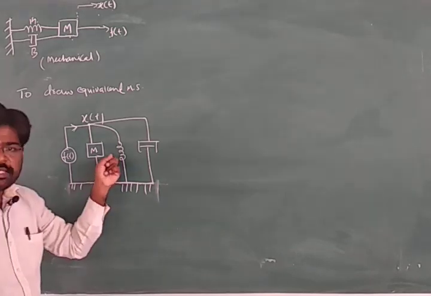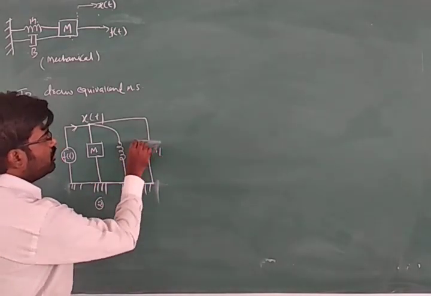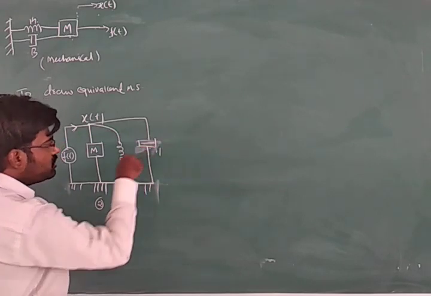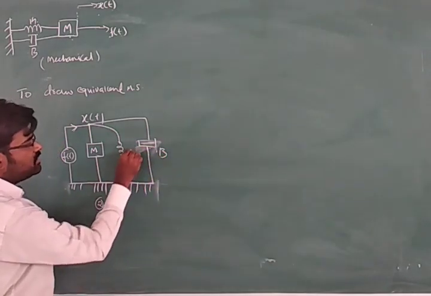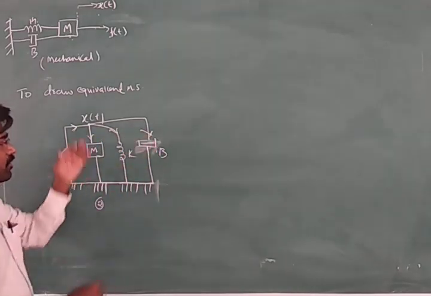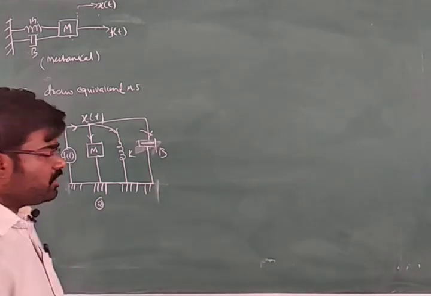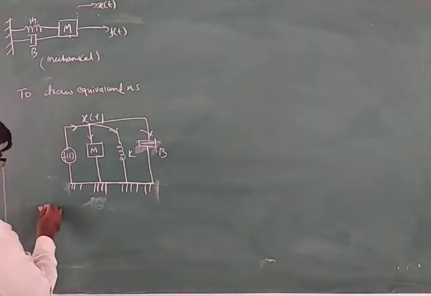So with reference to this equivalent mechanical system you have to write the, this I have written in opposite way. So this is b, this is b, this is k, this is m, and this is f of t. These forces will be acting opposite to this force. Okay, so this is how we have to write the equivalent mechanical system. Now after this we have to write the equilibrium equations.